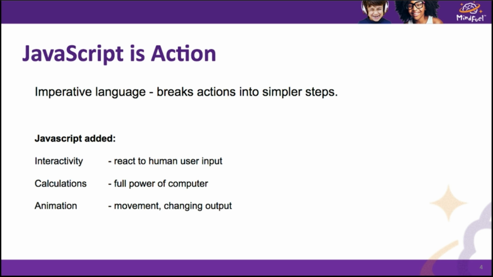Some of those actions coders wanted were interactivity, where the computer reacts to the input from the user to have a kind of back and forth conversation, as well as calculations, using the full power and speed of the computer. And finally, animation, meaning moving and changing the screen display, especially when combined with interactivity and calculations, in a game, for example. So that is just what we are going to do next.